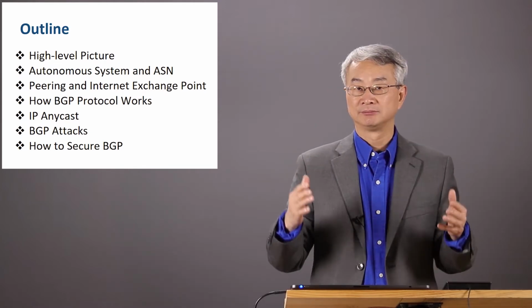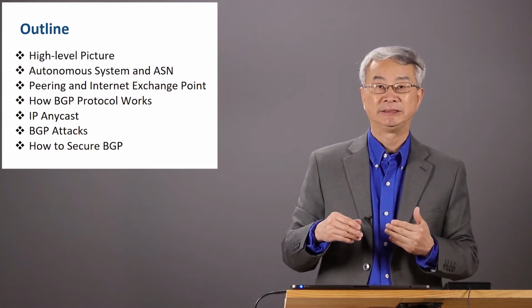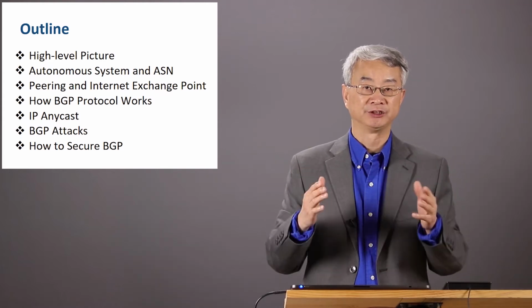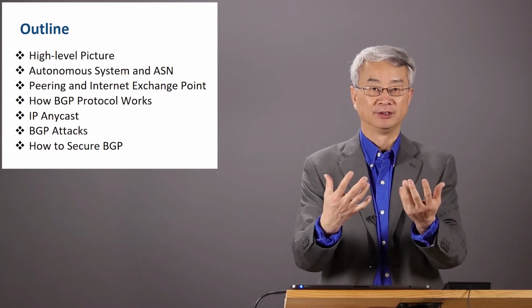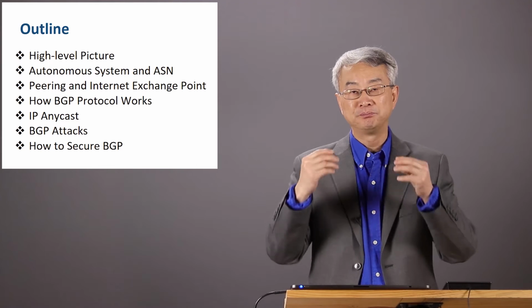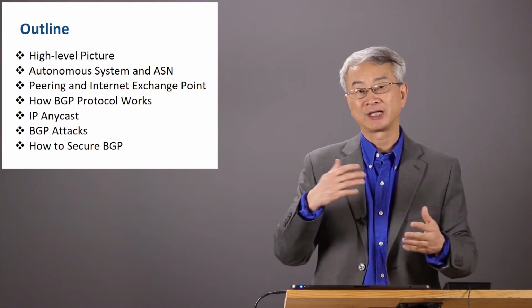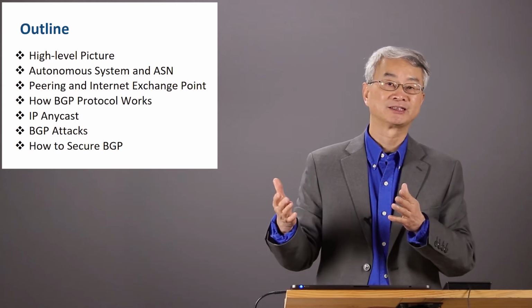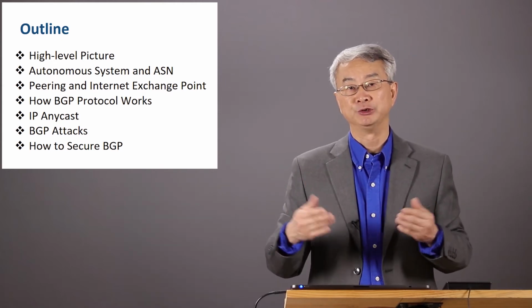And we're going to talk about BGP attacks. When people launch an attack on BGP, the consequence is going to be very severe. BGP glues the networks together, so if you can launch an attack on BGP, you can bring down the entire internet. We're going to look at how the attack works, and we're going to look at some case studies. After that, we're going to talk about how we can secure BGP.